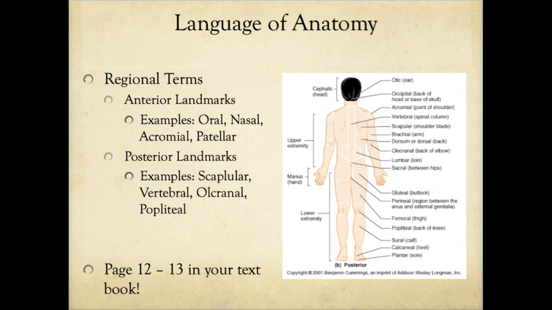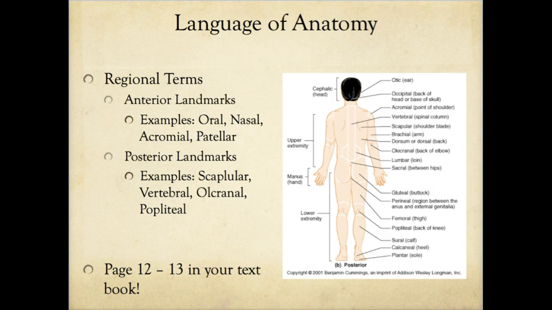Plus, you want to recognize that not all landmarks are on both sides of the body. So we have anterior landmarks, or the front of the body, things like the oral, the nasal, the acromial, the patellar. These are things that only exist on the front of the body because patella refers to your kneecap. The nasal region refers to your nose. The oral refers to your mouth. You obviously don't have a nose or a mouth on the back side or posterior side of your body. Scapular, vertebral, olecranal, popliteal, those are things that are exclusive to the posterior region.